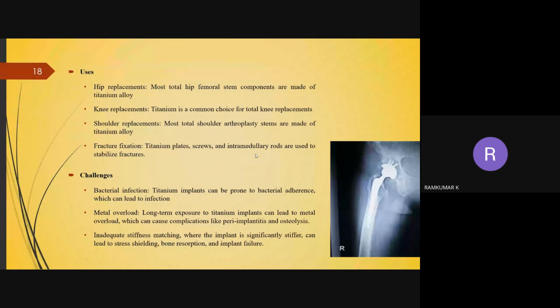And there are also some challenges like bacterial infection and metal overload. As I said before, the material should be made with a proper Young's modulus. The next one is inadequate stiffness matching. Suppose the titanium which we are using is stronger or heavier than the adjacent bone, this will make unnecessary pain and swelling inside, and it will finally create an implant failure.